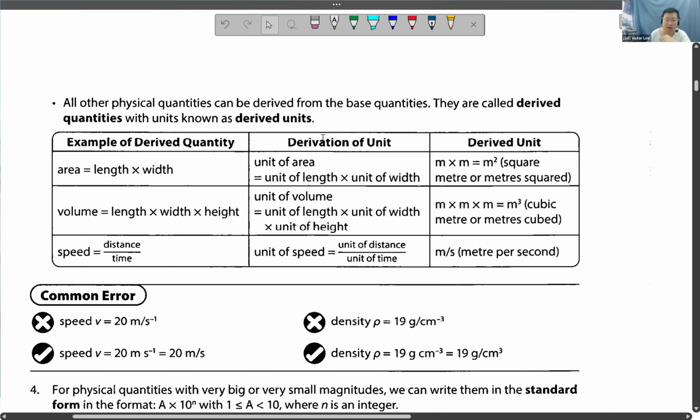And a derived quantity has a derived unit. So if you take length times width, of course, it's length times length in a sense, so it's a meter square. So all these are the derived units. All right, so let's look at this one.